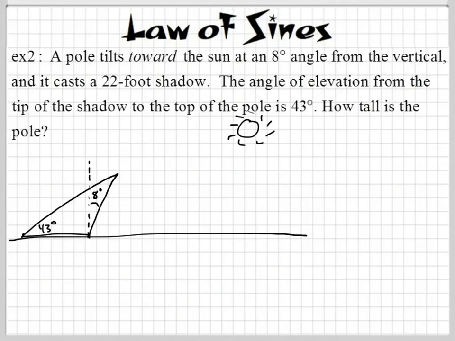All right, how tall is the pole? Wait, should we put 22 at the bottom? Oh yeah, we should probably put 22 right there. Okay, how tall is my pole? So let's just put P right here for pole. You guys down with that? Yeah. Okay. Well, we're working with law of sines, so I'm going to assume we're going to use law of sines. And there is a triangle there, so yeah, this might work out.